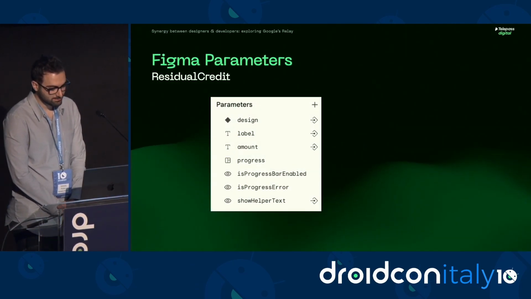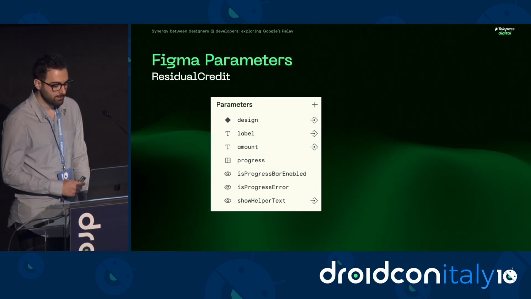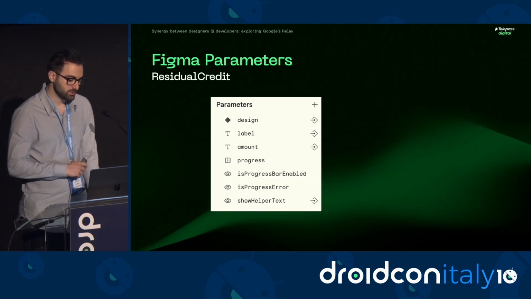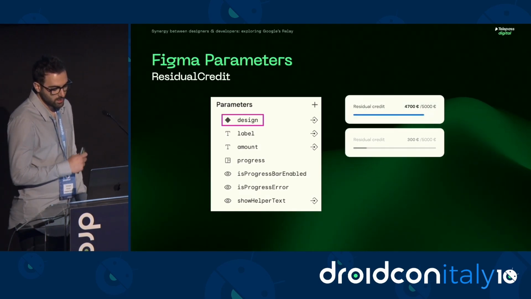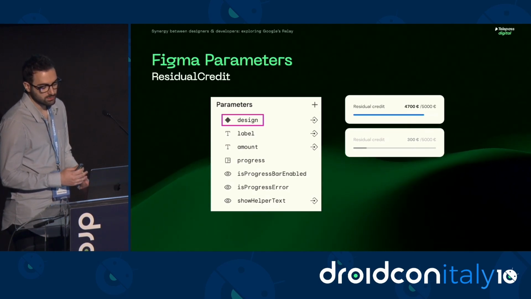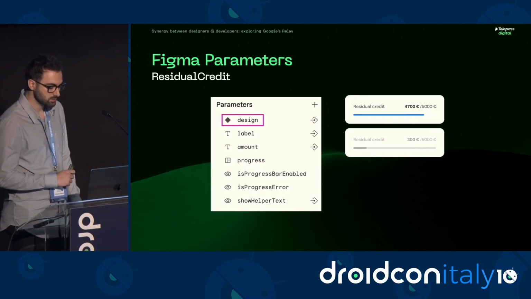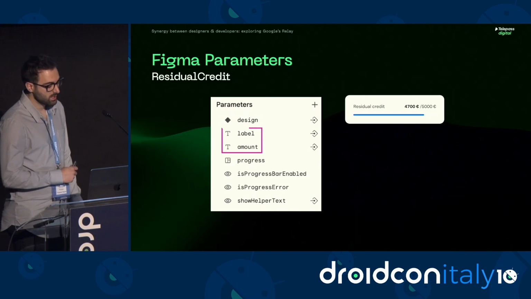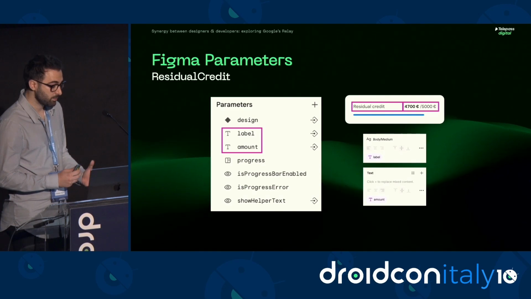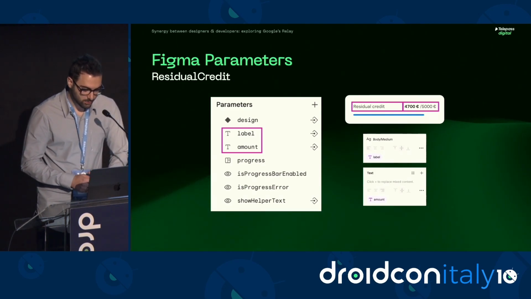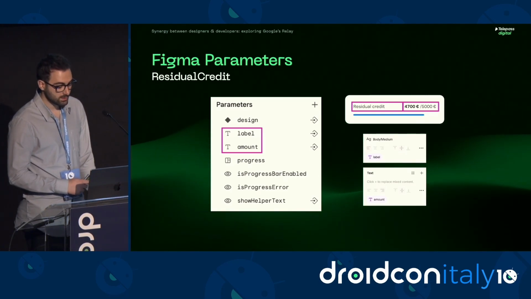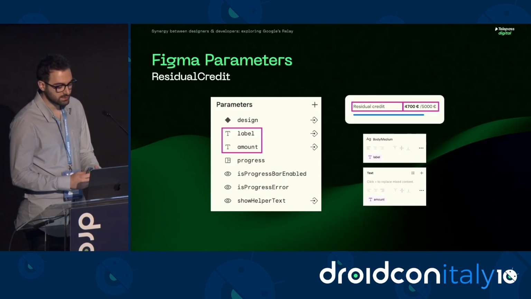Going back to residual credit, let's now see how to make our component more dynamic by configuring parameters that can be used directly on Figma. We'll begin by analyzing the following parameters. Design: these represent the two variants of our residual credit component, which are enabled and disabled. In the code, these values translate into an enum that can be passed as input to the composable. Label and amount, both texts in the upper part, have a text content parameter associated with them in the typography section of Figma. The difference between them is that the first has only one style, and Relay will treat it as a string, while the second, having multiple styles, will be treated as an annotated string.